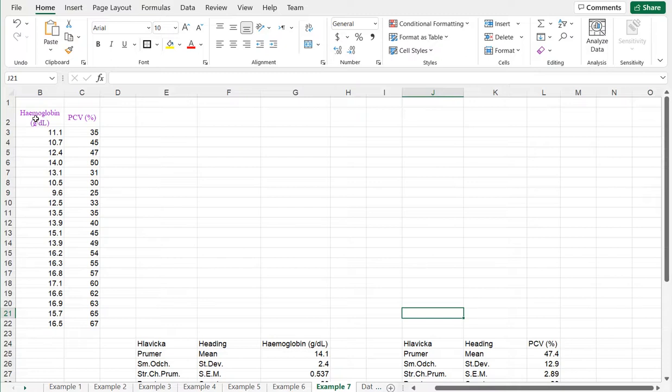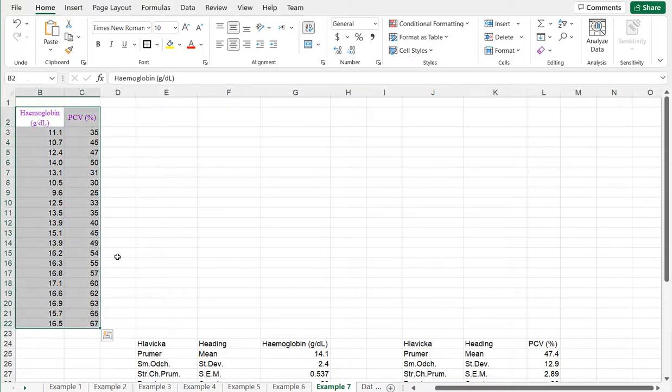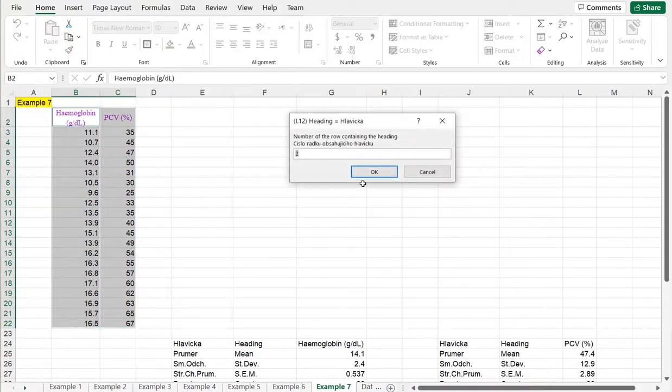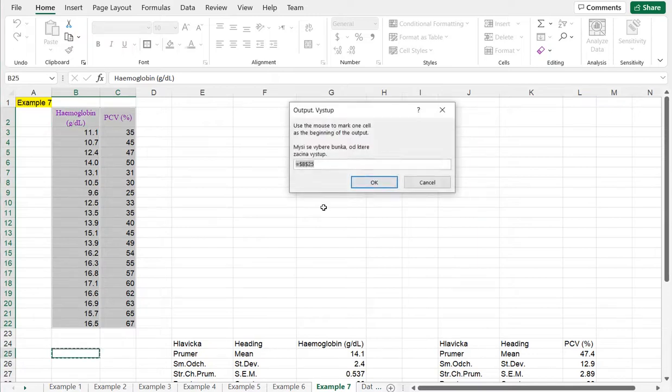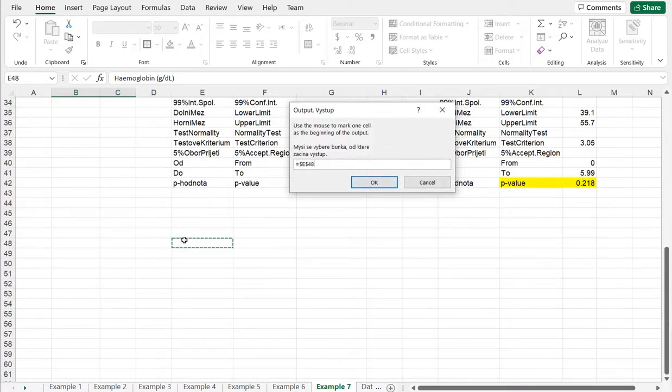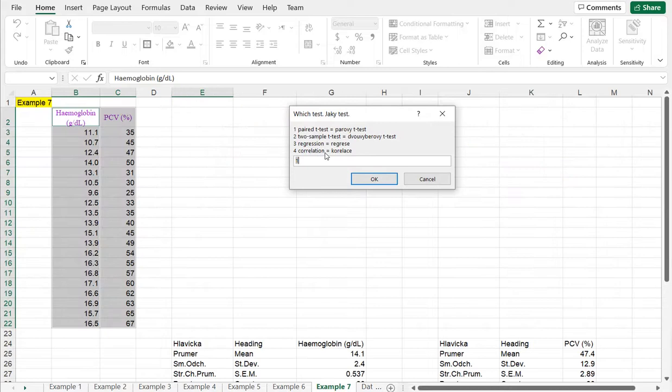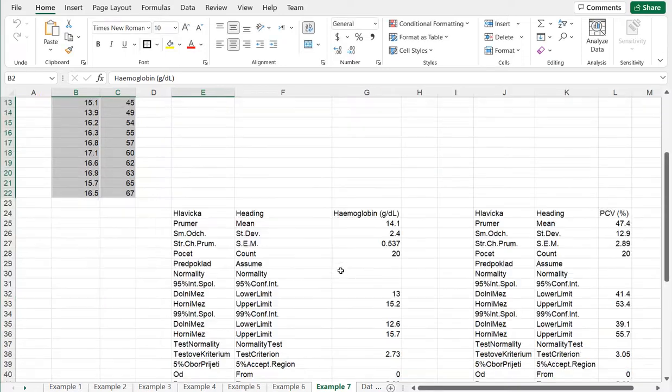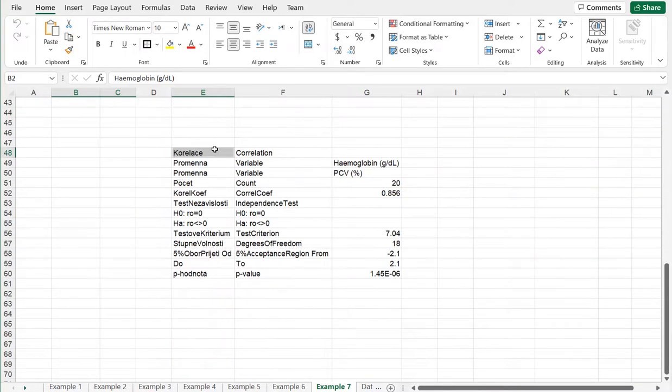Okay. So now we want to run correlation. We highlight both of them. Control Shift S. Headers at 2. Yes. Where do we want to put it? Let's put it down here. All right. Which test do we want? Press 4 for correlation. Press OK. And we put it down here. Correlation. Right there. And so yeah, that's the number.